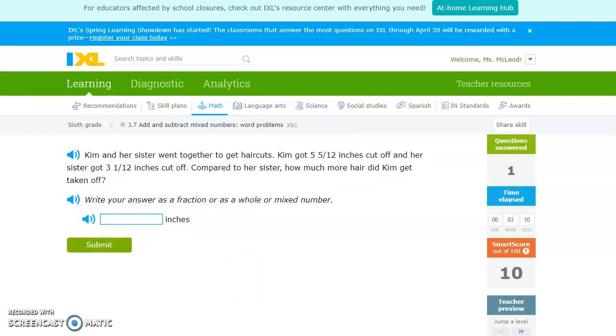Okay, our next problem reads, Kim and her sister went together to get haircuts. Kim got 5 5/12 inches cut off, and her sister got 3 1/12 inches cut off. Compared to her sister, how much more hair did Kim get taken off?